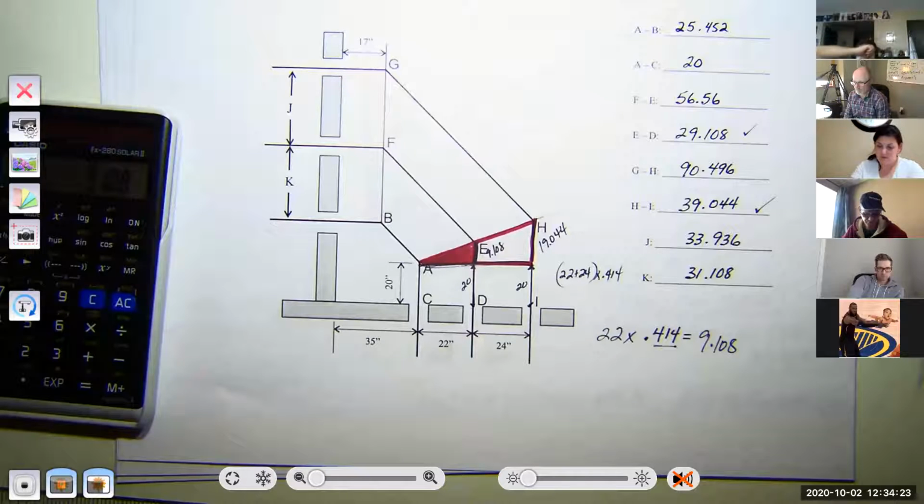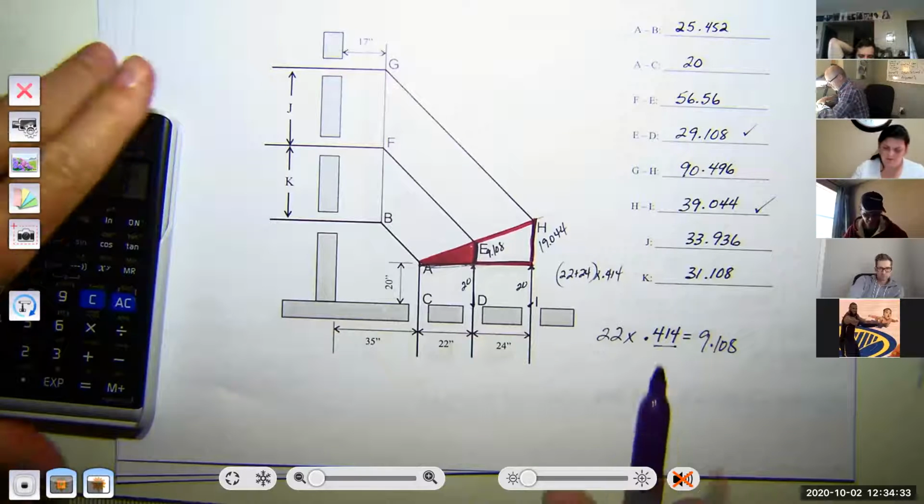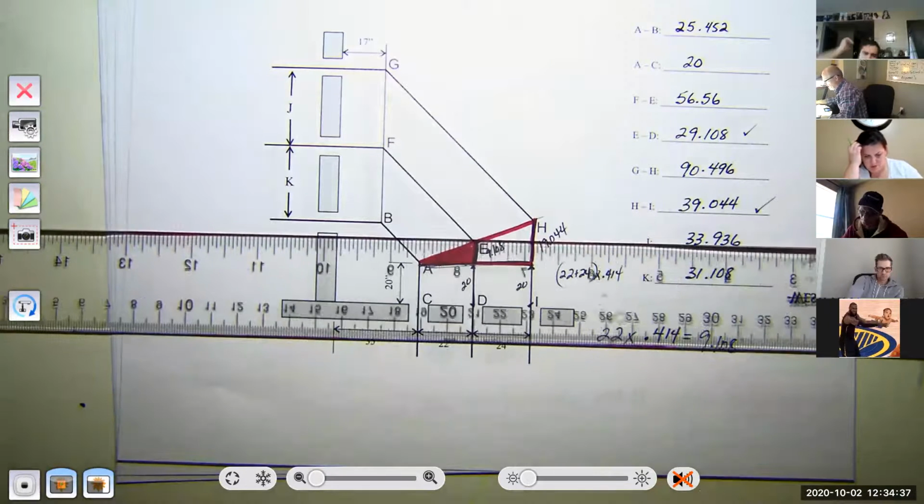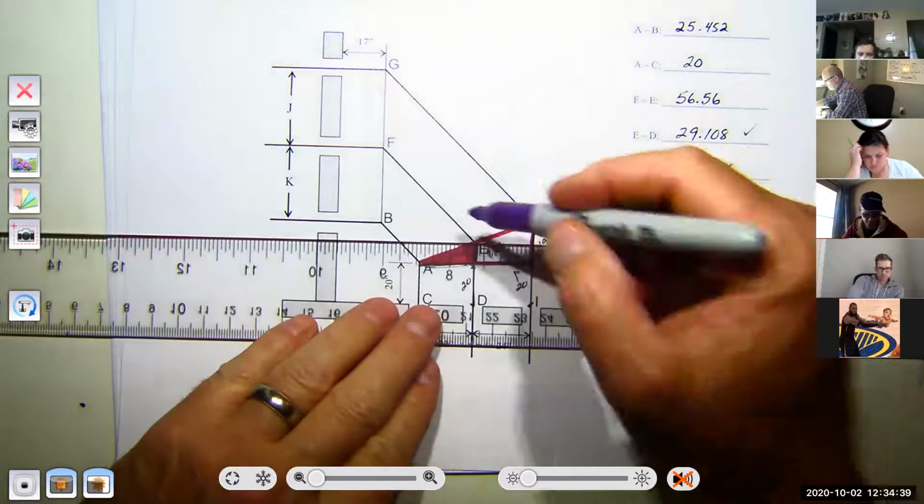Yeah, I'm stuck on F and E. I got everything else except for that one. Okay, so I will use a different color here. F to E number? Yeah. All right, so I'm going to draw a right angle triangle.